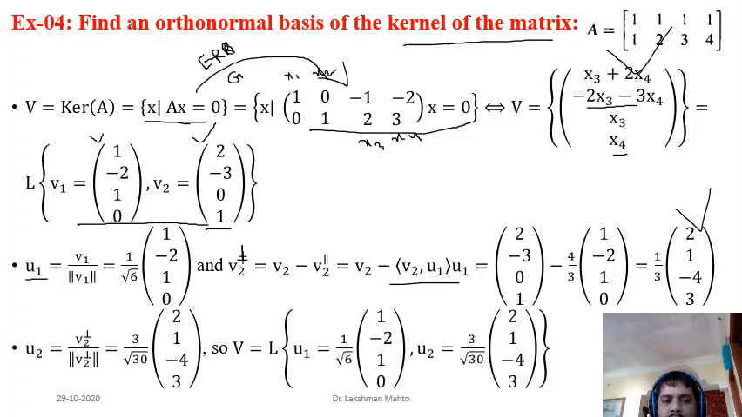Now, once you have V2 perp, normalize V2 perp to get U2. U2 is an orthonormal vector which is perpendicular to U1 as well. So you got your desired orthonormal basis.